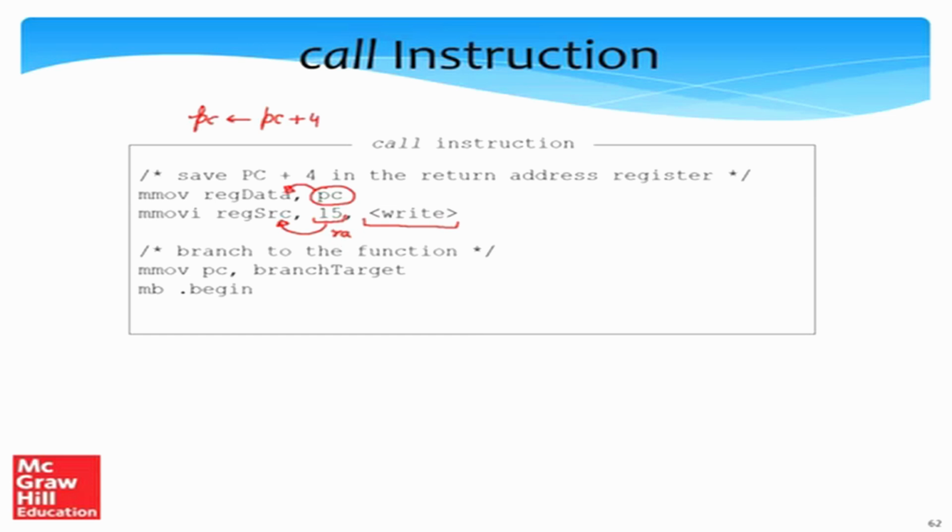Once we have done that, we can jump to the branch target. So we load the branch target in the PC, which is equivalent to a jump, and we move to the beginning of the preamble, such that we can execute the next instruction.